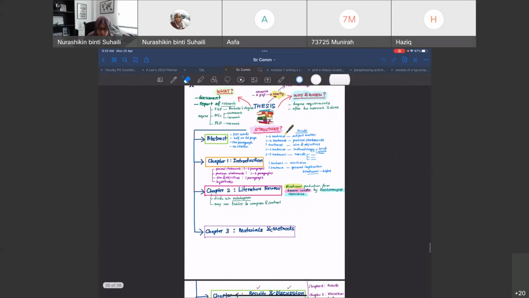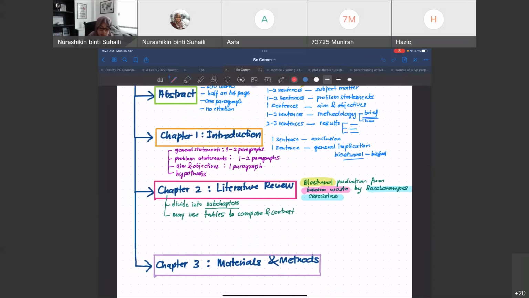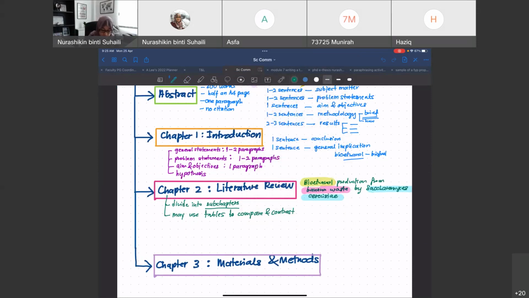Okay, you may use tables to compare and contrast. And also, you cannot just have tables. You can create figures. Yeah? You can create your figures based on your understanding as well. Figures can include... so figures you can create on your own, or you can actually get them from other sources.